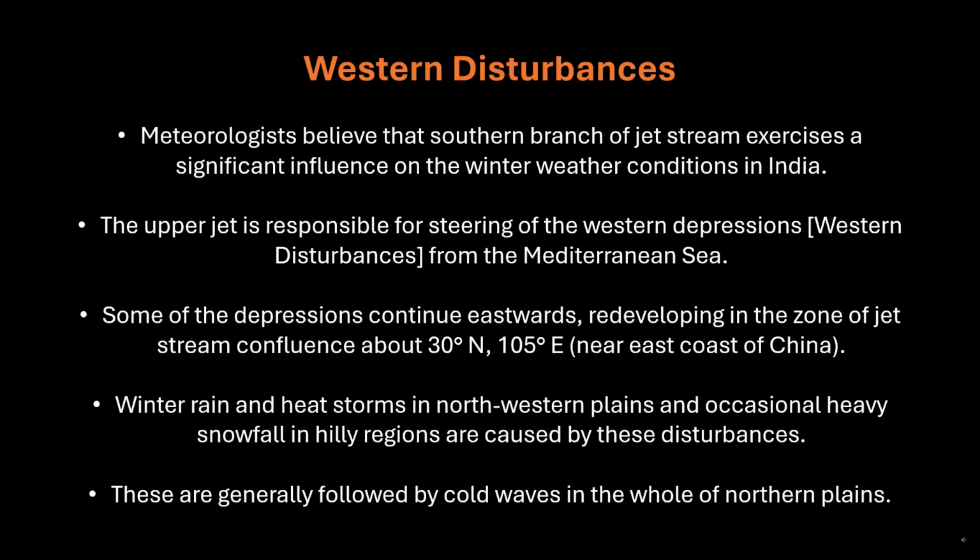Western disturbances. Meteorologists believe that the southern branch of the jet stream exercises a significant influence on the winter weather conditions in India. The upper jet is responsible for steering the western depressions, western disturbances, from the Mediterranean Sea. Some of the depressions continue eastwards, redeveloping in the zone of jet stream confluence about 30 degrees north, 105 degrees east, near the east coast of China. Winter rain and hailstorms in northwestern plains and occasional heavy snowfall in hilly regions are caused by these disturbances. These are generally followed by cold waves in the whole of the northern plains.